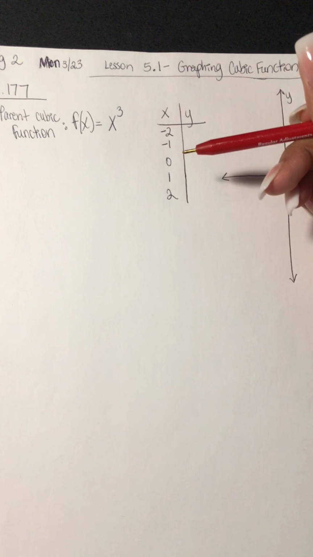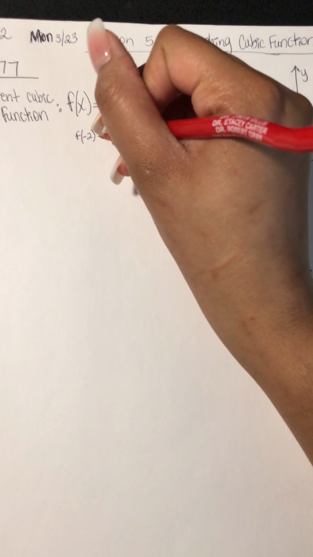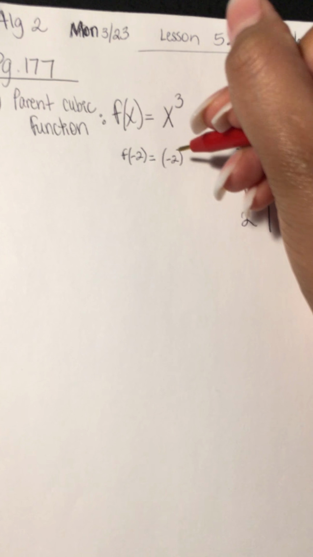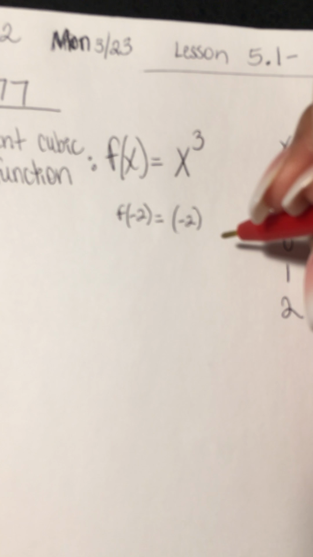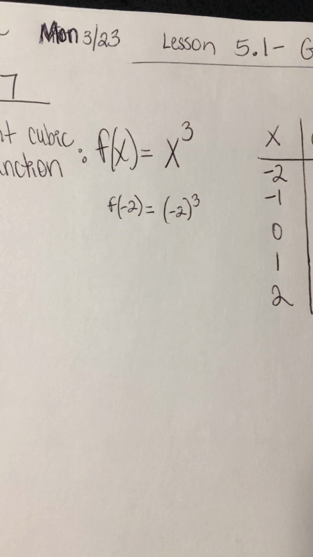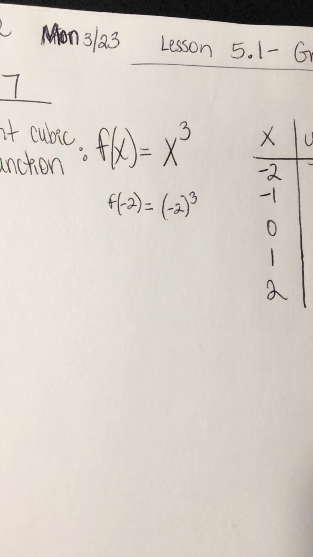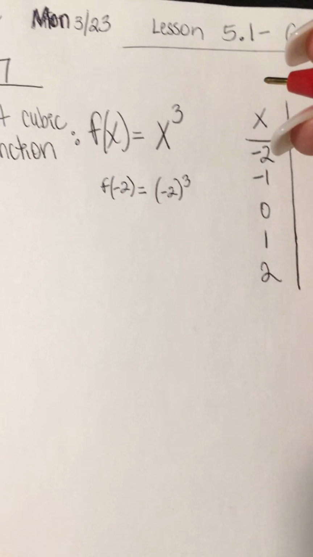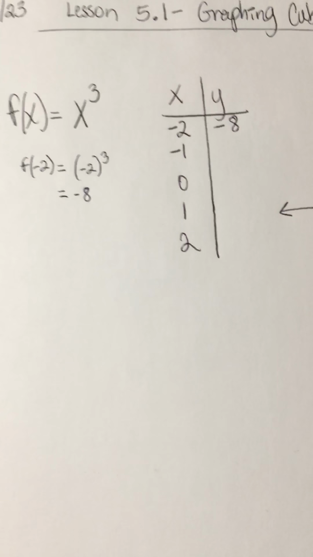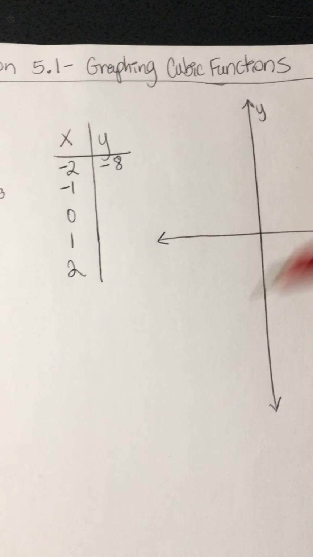So if we were to plug in -2 for x into the function, remember, whenever you raise a negative number to an exponent, you need to put that negative number in parentheses. Because without it, it's not going to always equal the correct thing. So -2 multiplied 3 times equals -8. So that's the y value corresponding to -2. So we will plot that point eventually on the graph, -2, -8.